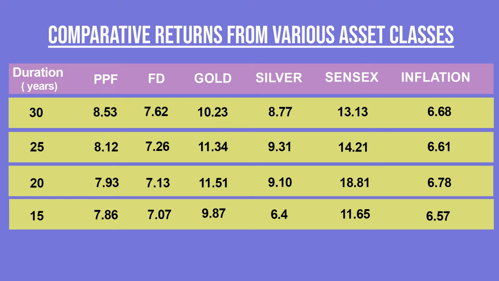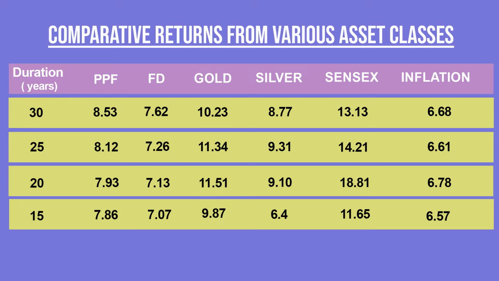And we have also shown in the last column inflation to understand which asset class beats inflation in the long run. It is very clear from this table that the stock market, as measured by the Sensex, has beaten all other asset classes in the long run. 3-year return, 5-year, going up to 30 years, you can see the returns from Sensex, and this is much superior to returns from PPF, FD, gold, and silver. I'm not reading out the figures. It is self-explanatory. You can observe that.